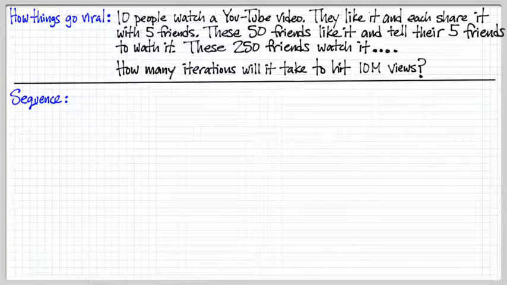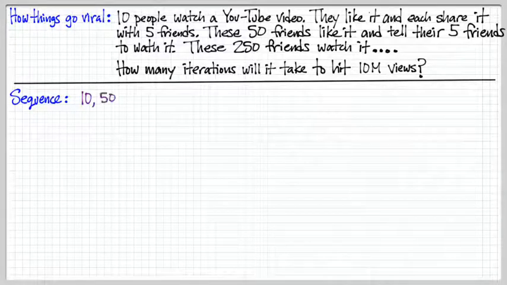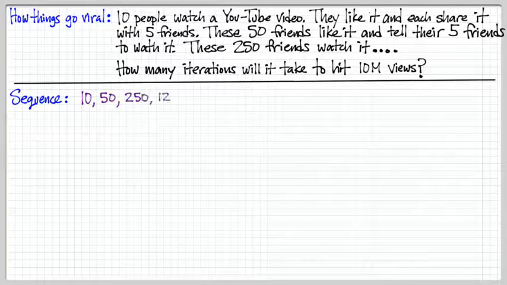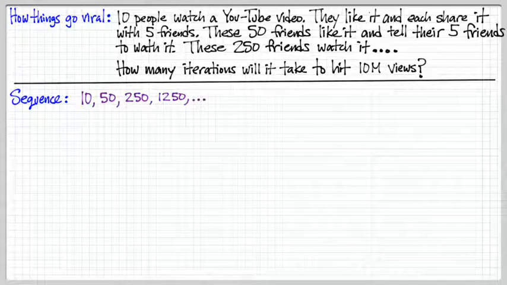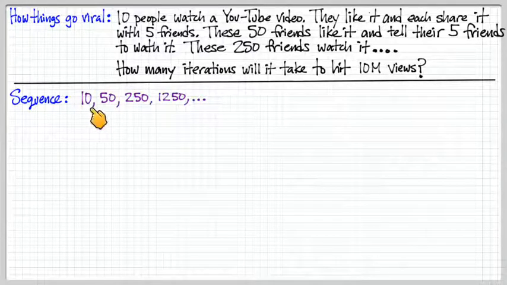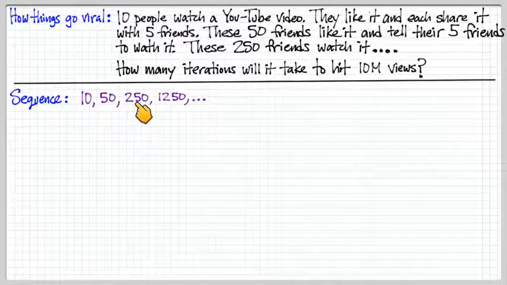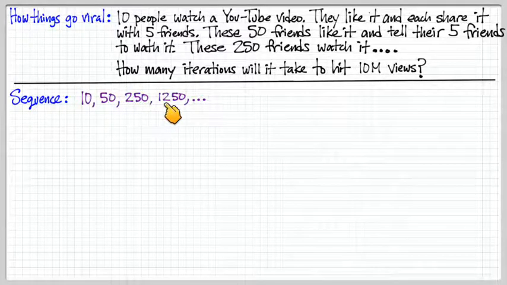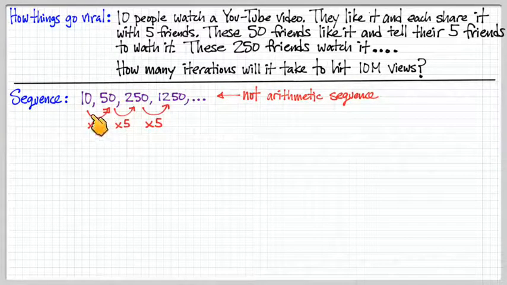So the sequence would go like this. We start off with 10 people. Each one of them tells their 5 friends, and then 50 people view it after that, and so on: 250, and then 1250, and so on. Now, you could see that this is not an arithmetic sequence. Plus 40, plus 200, plus 1,000. No common difference, but we do have a common ratio here.